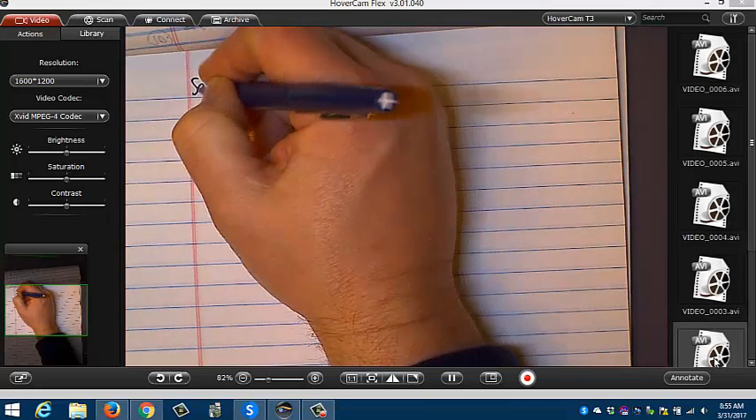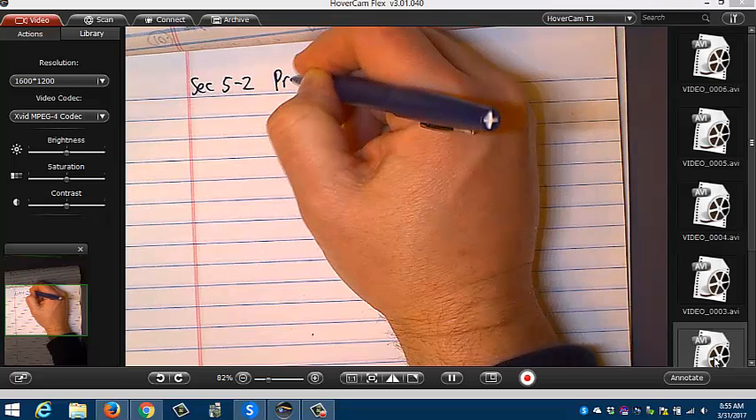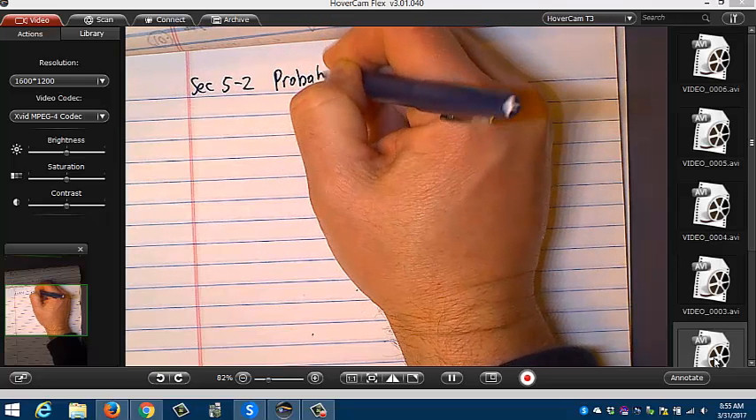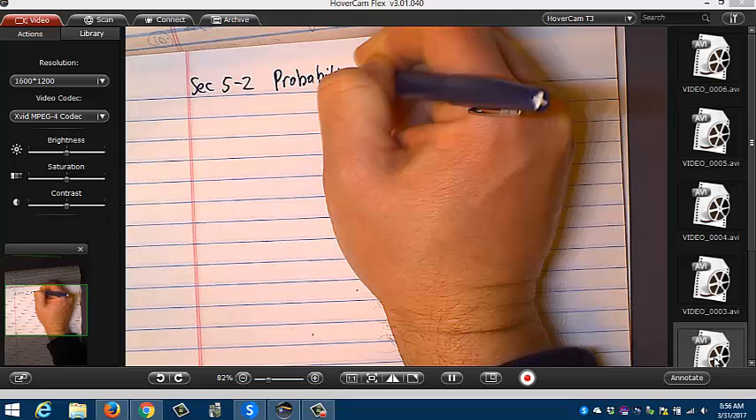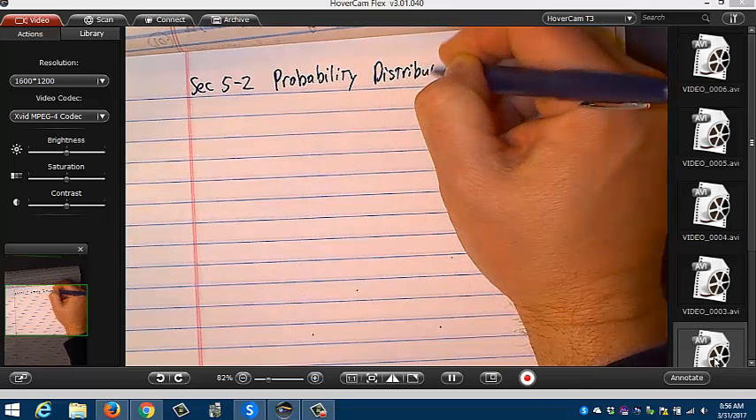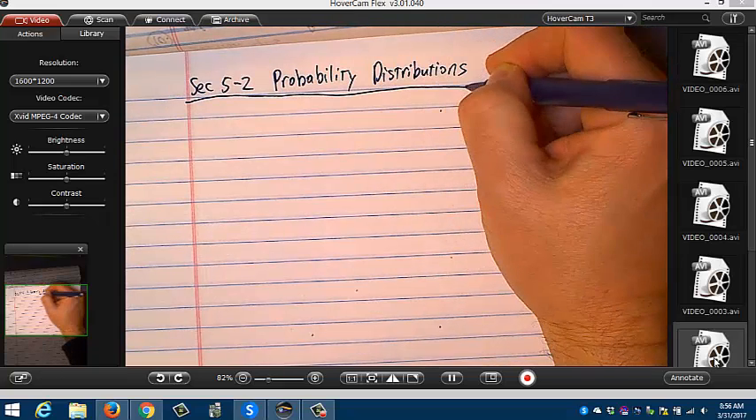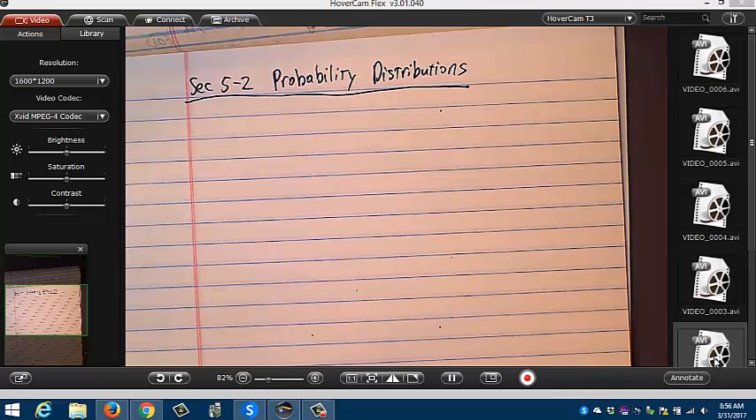It's section 5.2 on probability distributions. Now wait a minute. Isn't this just a compound word that's made up of stuff we already learned about, right?